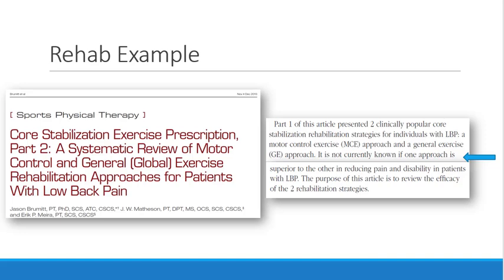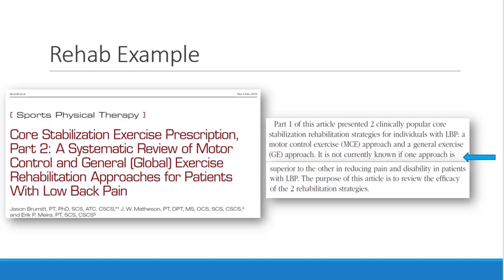Here was a systematic review that I published in Sports Health. Sports Health is a journal led by orthopedic surgeons, physical therapists, and athletic trainers. What I was curious about was looking at two different strategies of therapeutic exercise for individuals with low back pain. The two different approaches: one was the motor control exercise approach, and the other one was a general exercise approach.